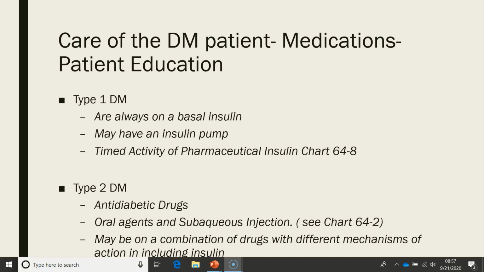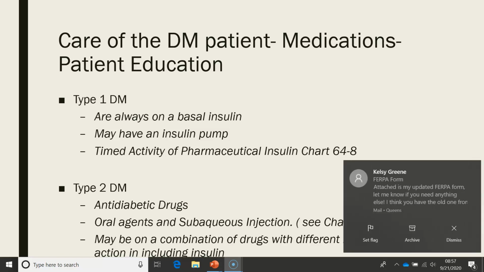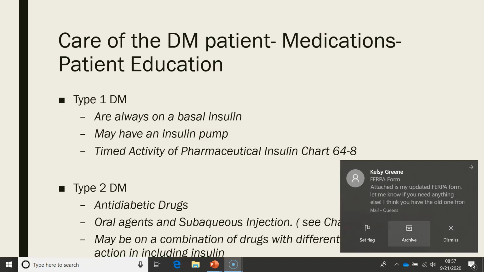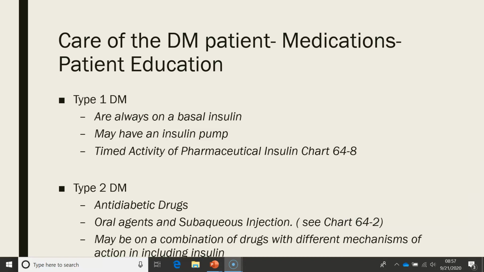Again, when we're looking at medications for our diabetic patient, I told you we're going to talk a lot about type 1, but there are some things that we need to be impressed upon: if a patient has type 1 diabetes, they always have to be on a basal insulin. Type 1 diabetics must have a basal insulin. They may have an insulin pump. They may take a long-acting insulin either at night and then take shorter-acting insulins during the day. The timed activity of pharmaceutical insulin is on chart 64A.